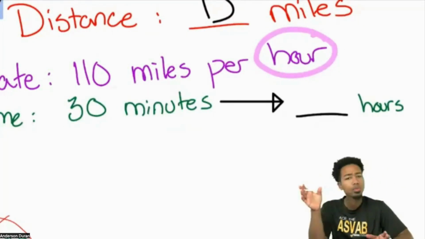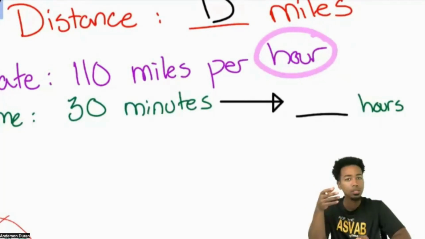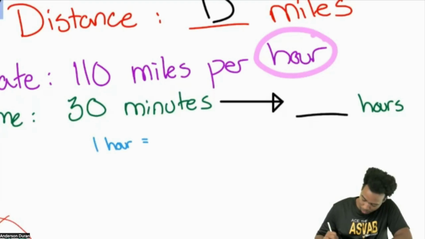There are a few different ways to convert, everybody. But the first thing that we need to know to convert is, how many minutes are there in an hour? Quick question, everybody. How many minutes are there in an hour? Right, there are 60 minutes in 1 hour. So I can write this down over here. 1 hour equals 60 minutes, okay?